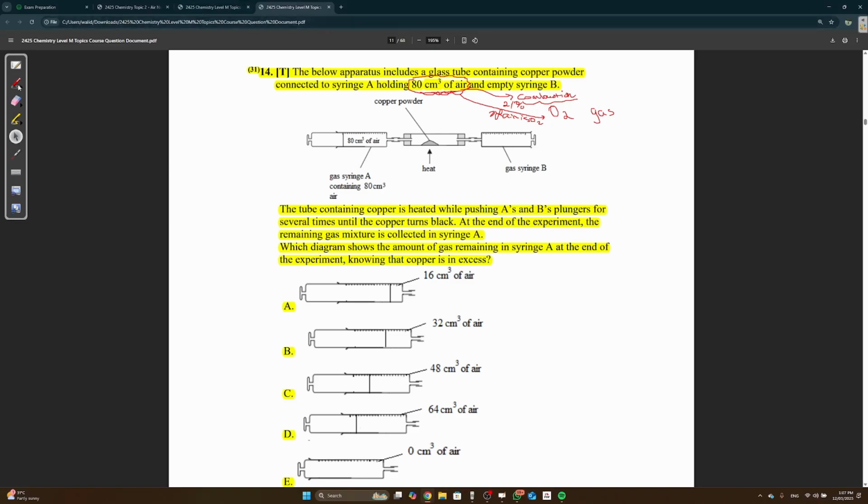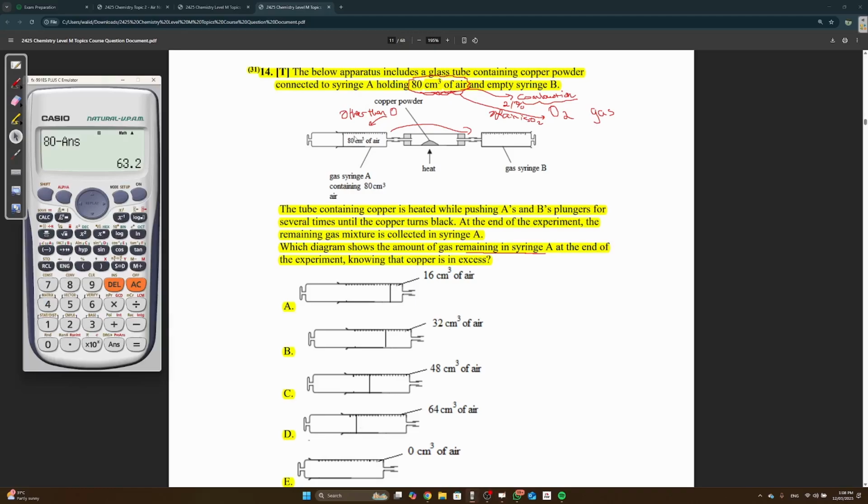It's going to be 64. But why? Because look here, it's 20%. Don't use 21%, by the way. Why? Because they're asking about the gas remaining in syringe A. So what's remaining in syringe A? Everything other than oxygen, right? Because the oxygen reacted. So what's going to be left? Everything other than oxygen. So 16 centimeters cube of oxygen reacted. So how much is left remaining in the syringe? 80 minus the 16 that reacted, and you get 63.2.